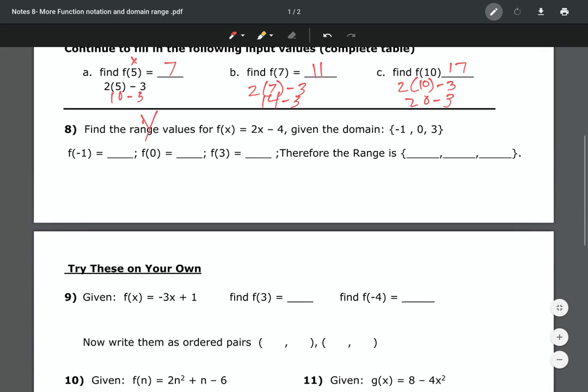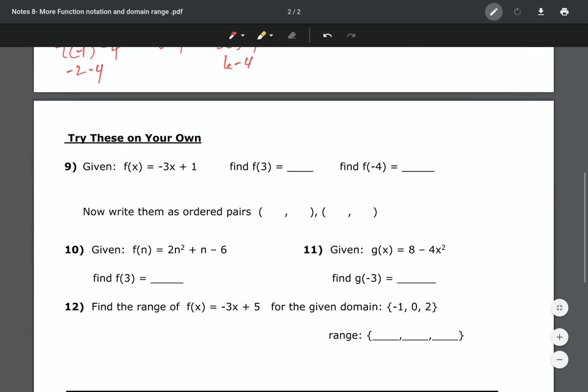We can do this by hand, or you can even use the calculator function in that box there. So if we have 2 times -1 minus 4, so that's -2 minus 4, which gives you, same signs, add and keep the negative. And then if we have 0, well, 2 times 0 is 0. So basically it's 0 minus 4, which would be -4. And then 2 times 3 is 6. So 6 minus 4 is 2. Therefore, the range is, and again, these are already listed in order from least to greatest.